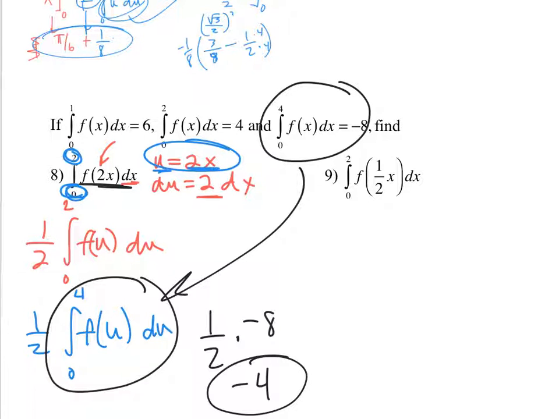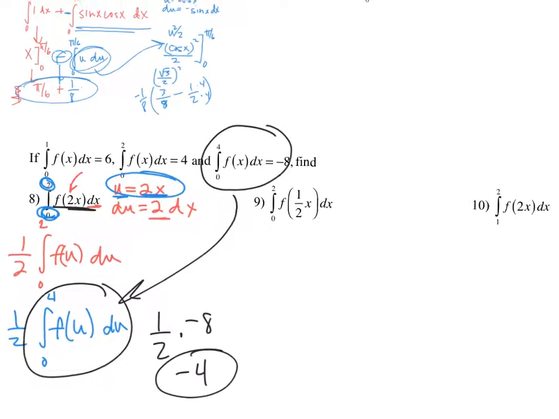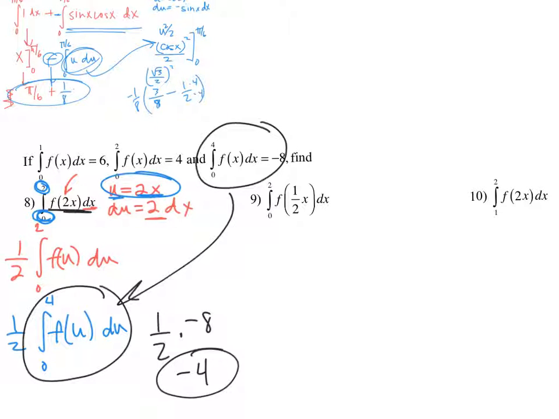So let's take a look at number 9. We have to set u equal to 1/2 x, sorry. Du therefore is 1/2 dx. I'm going to go ahead and change the bounds too while I'm at it. 0 is still 0. 2 for x will make a u of 1. My du is 1/2, so that means I need to multiply by 2.